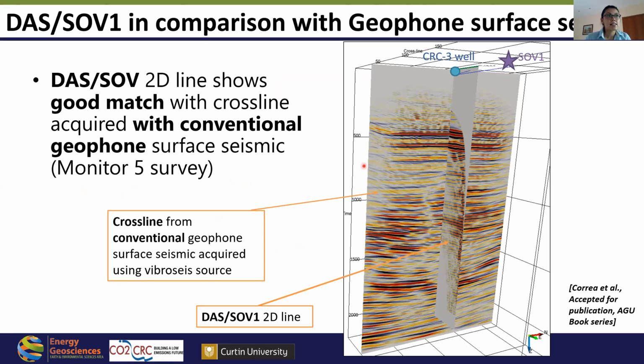So here's a comparison of the DAS and SOV, the permanent source, with a conventional seismic survey. So this line here was actually from one of the 3D surface seismic surveys with geophones that we acquired on site. So this was processed using 4,000 fiber-size shots and 900 geophones deployed on the surface, while this little line here was acquired using 1 well with DAS and 1 SOV source. And you can see that the reflections match quite well with the conventional seismic, also around the injection interval.